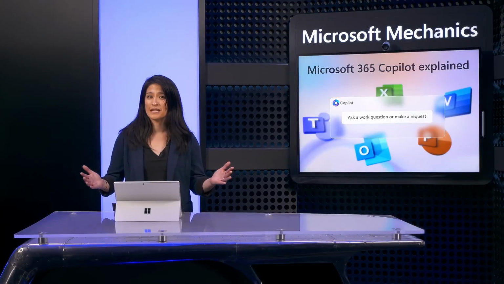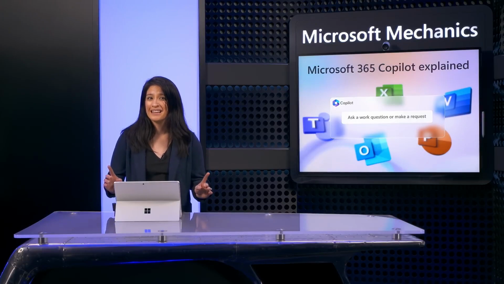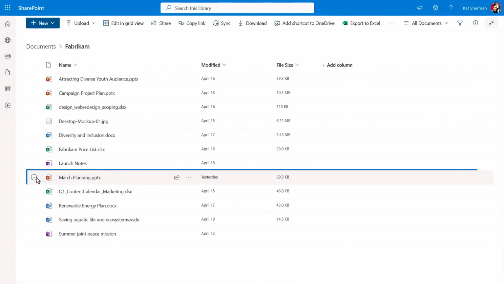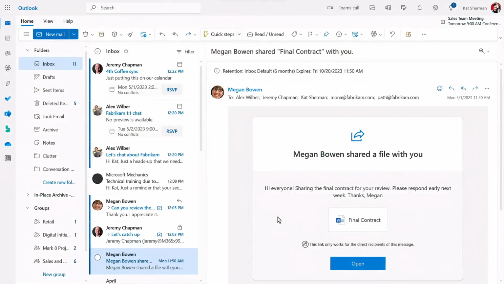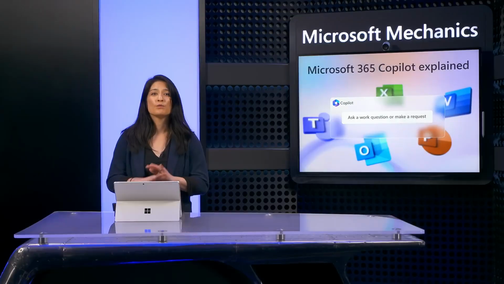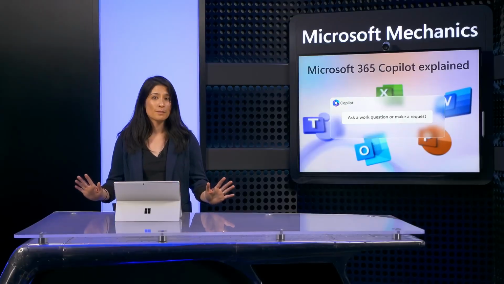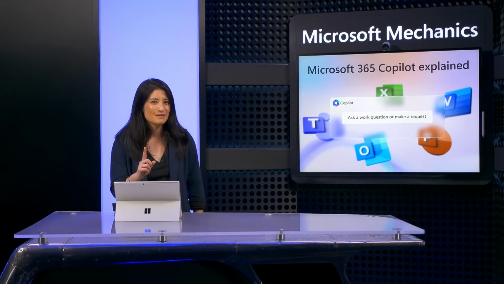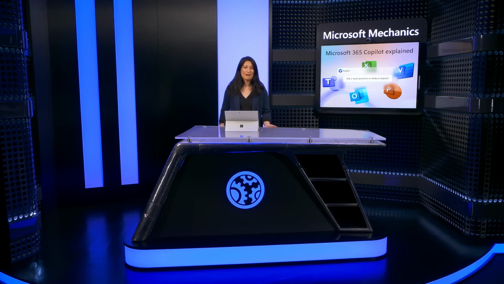These are all individual steps that Kat could have done manually, like searching her inbox for emails from Mona, looking at recent project file activities in SharePoint, or reading the sharing notifications sent to Fabricam for the contract. Copilot removed the tediousness of performing these steps manually and formulated a natural, easy-to-follow, and concise response in a single step. So that's how business chat with Copilot works.